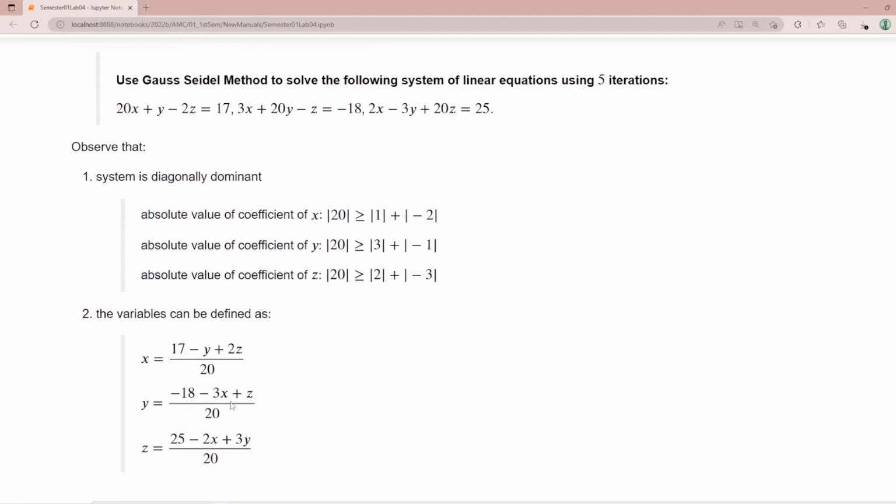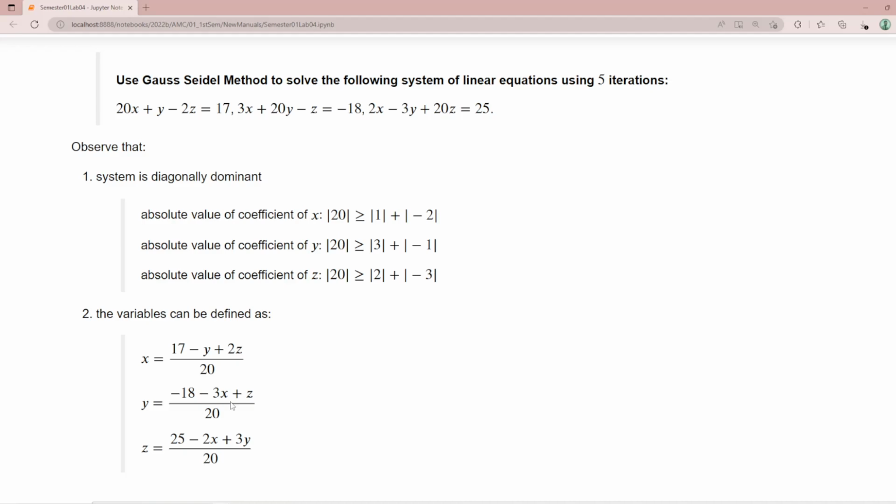So let's address a question saying that, okay, use the Gauss Seidel method to solve the following system of linear equations using 5 iterations. 20x plus y minus 2z is equal to 17. 3x plus 20y minus z is equal to negative 18. 2x minus 3y plus 20z is equal to 25. So here we observe that the system is diagonally dominant. Why? Because the absolute value of the coefficient of x in the first equation is modulus of 20, and 20 is greater than the modulus of 1 plus the modulus of negative 2, that is equal to 1 plus 2 is 3. So 20 is greater than or equal to 3.